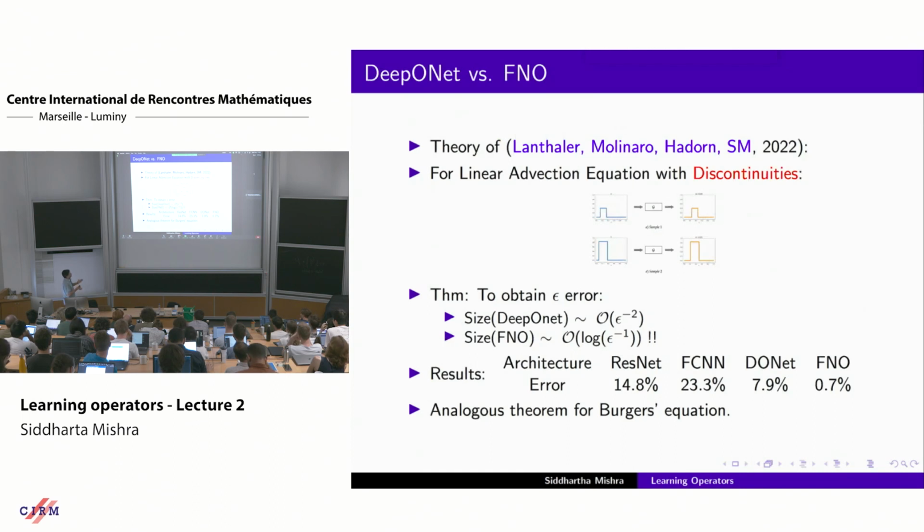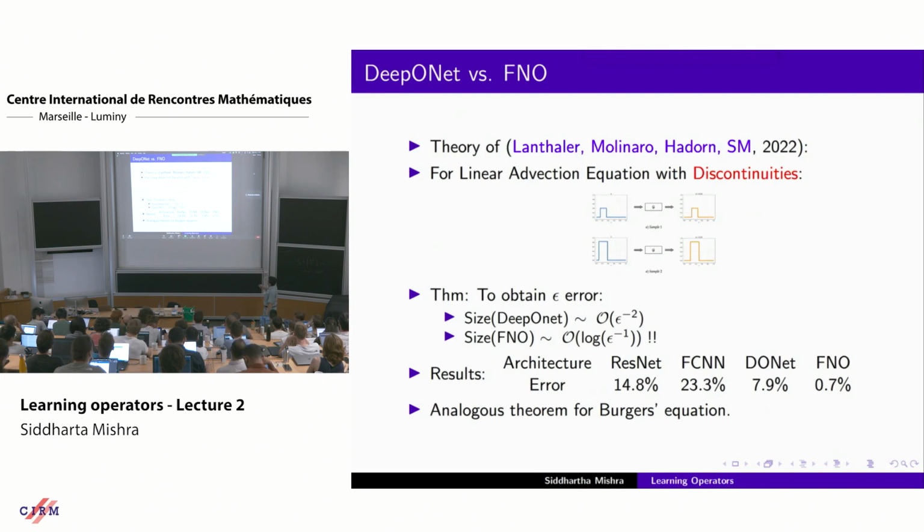Why should I use it compared to DeepONet? And this is both the theory and numerics that I'm rather proud of. So what we did in this paper is the following. Remember, for instance, the Burgers equation or even the linear advection equation. It's a very simple problem. You have the linear advection equation, you have jump discontinuities, and you just move them, right? You just move them.